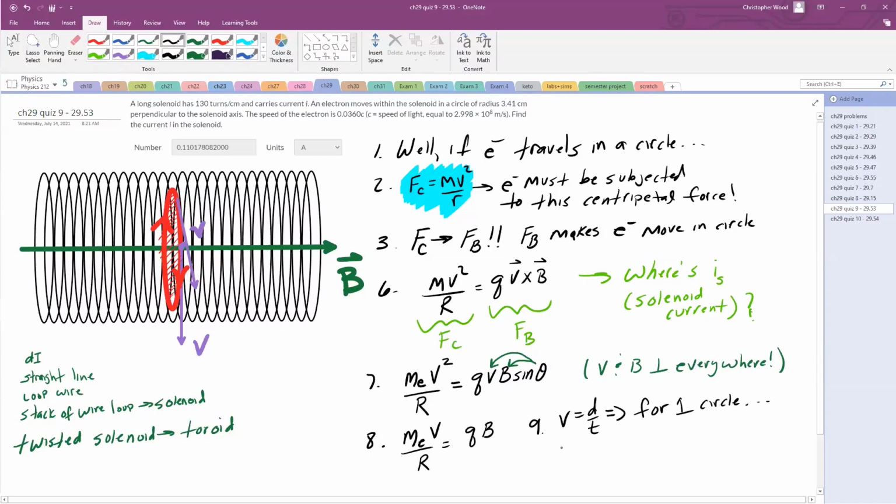For one circle, velocity equals distance. Here's the distance of a circle: it's the circumference, 2 pi r, over time. How long does it take an electron to complete one cycle? Capital letter T. Okay.